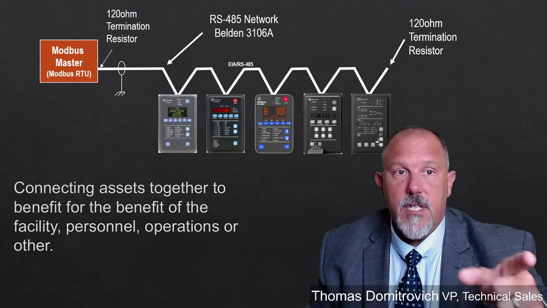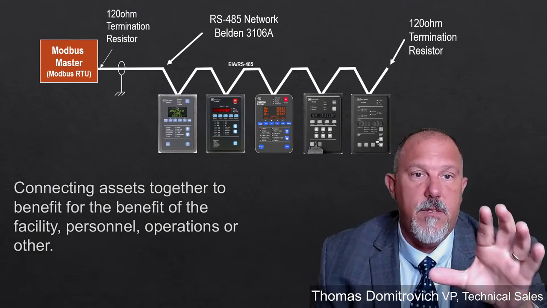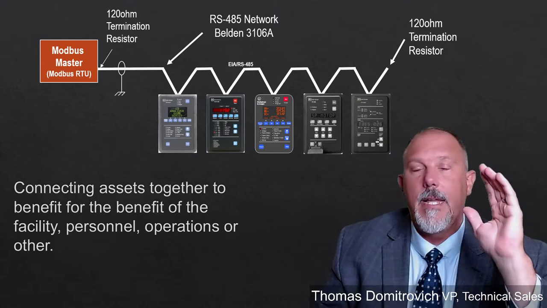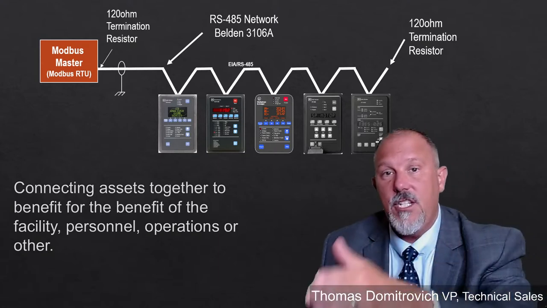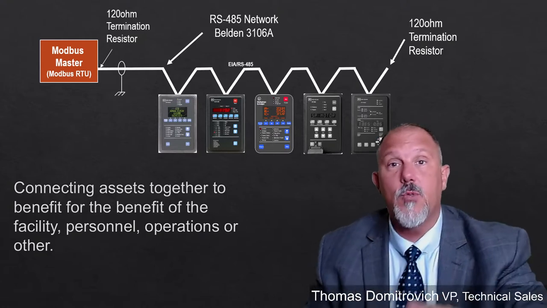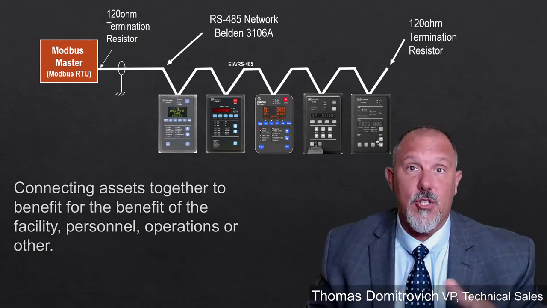Now, this is a Modbus type of network. It's an RS-485 network. And you'll notice I'm daisy chaining these in series with each other. Every one of these will have an address on the network.